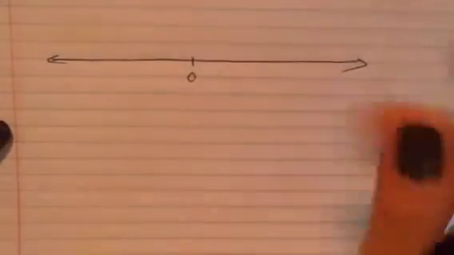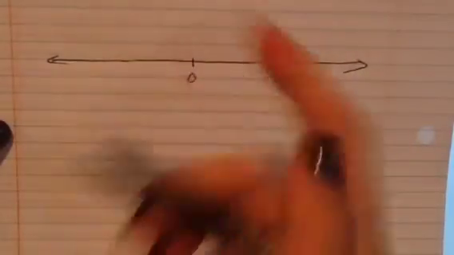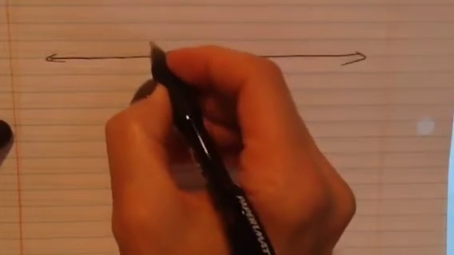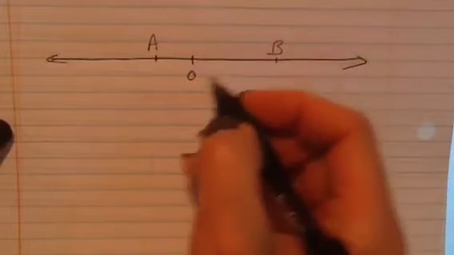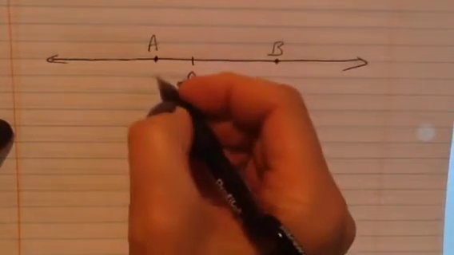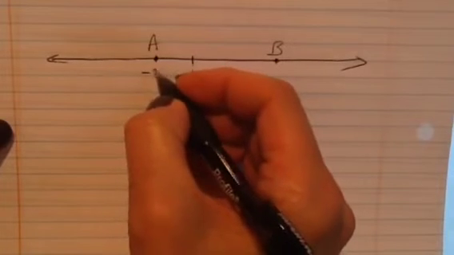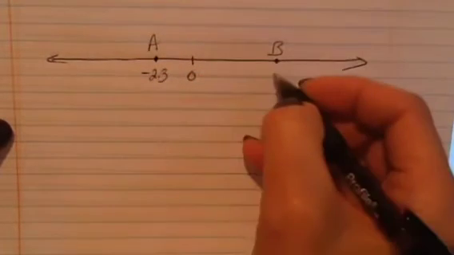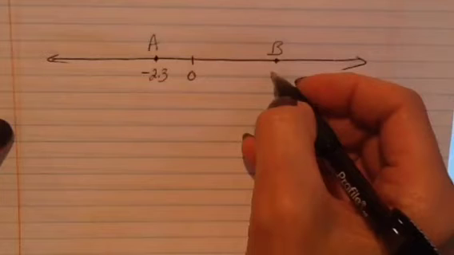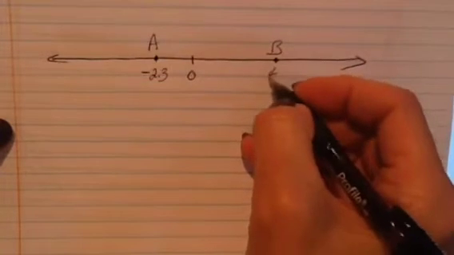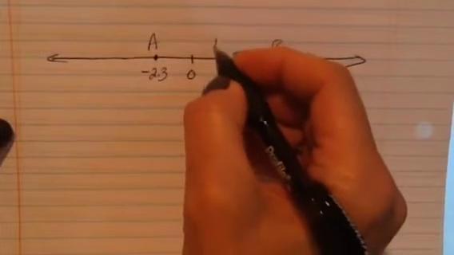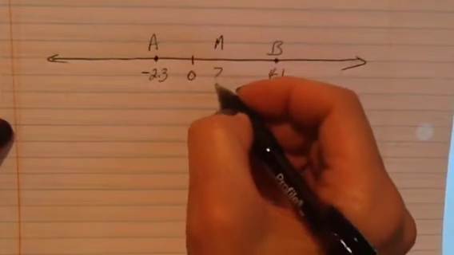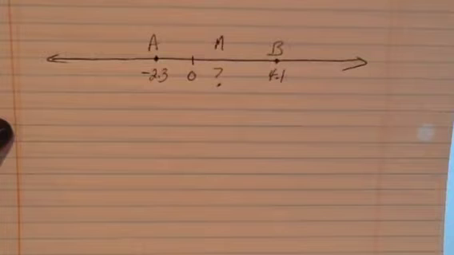I have a line segment, and let's say here's A, here's B, here's my line segment AB, and this is negative 2.3, and this value is 4.1. What are the coordinates of M, the midpoint of that segment?